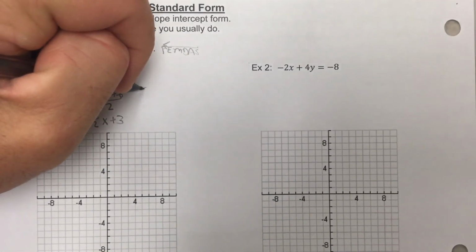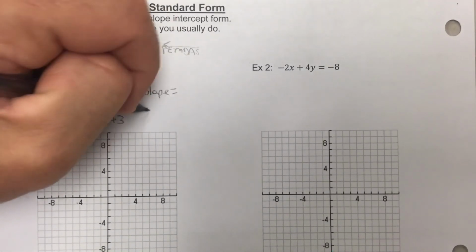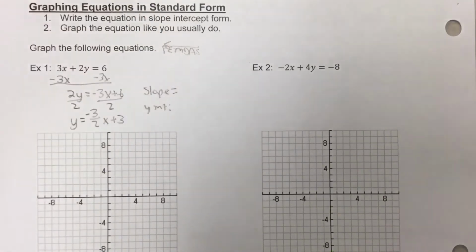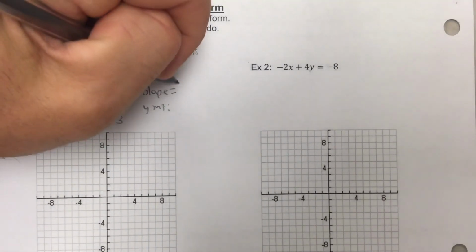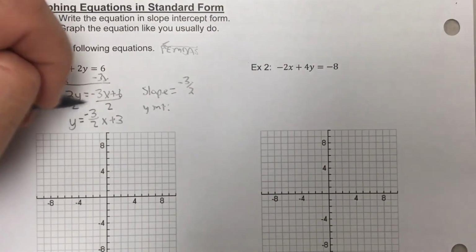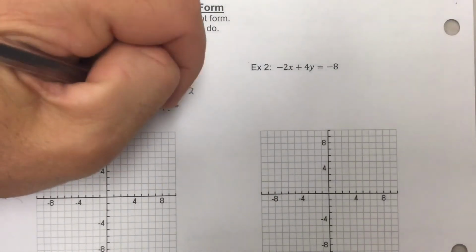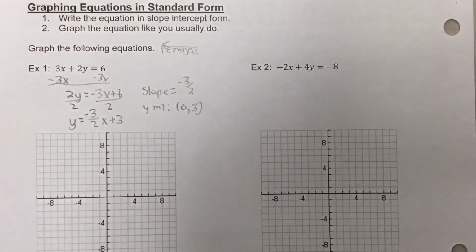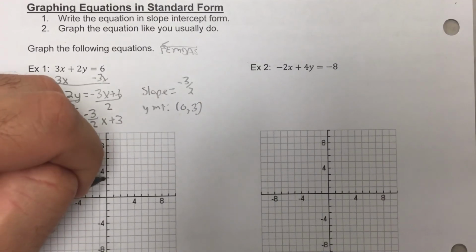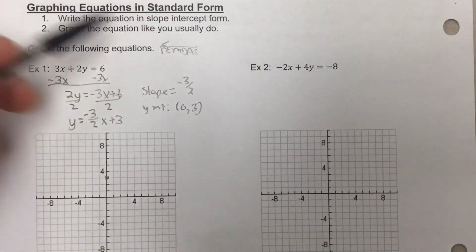So I'm going to write slope equals y-intercept. So my slope is negative 3/2. That's what's in front of the x. My y-intercept is 0, 3. I start at 0, 3, because I always start with my y-intercept. And then I'll do my slope, rise over run.